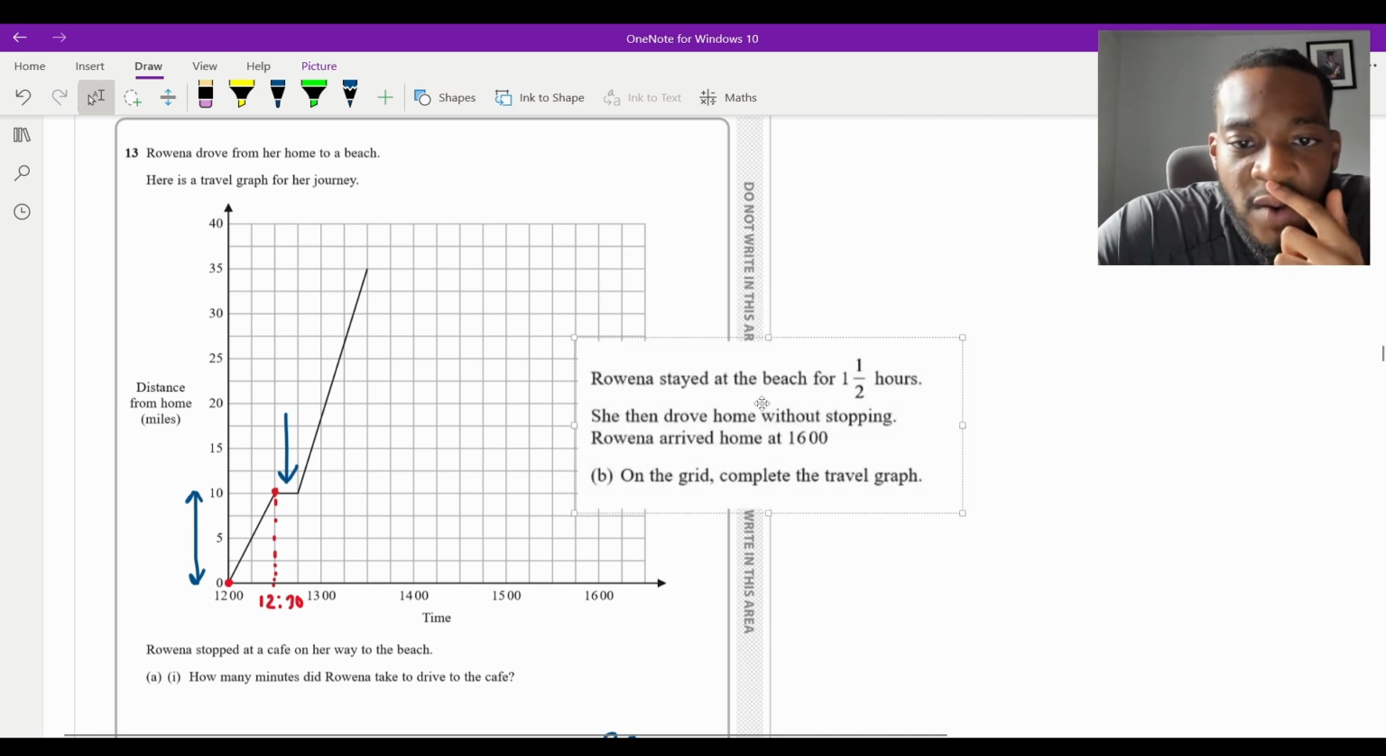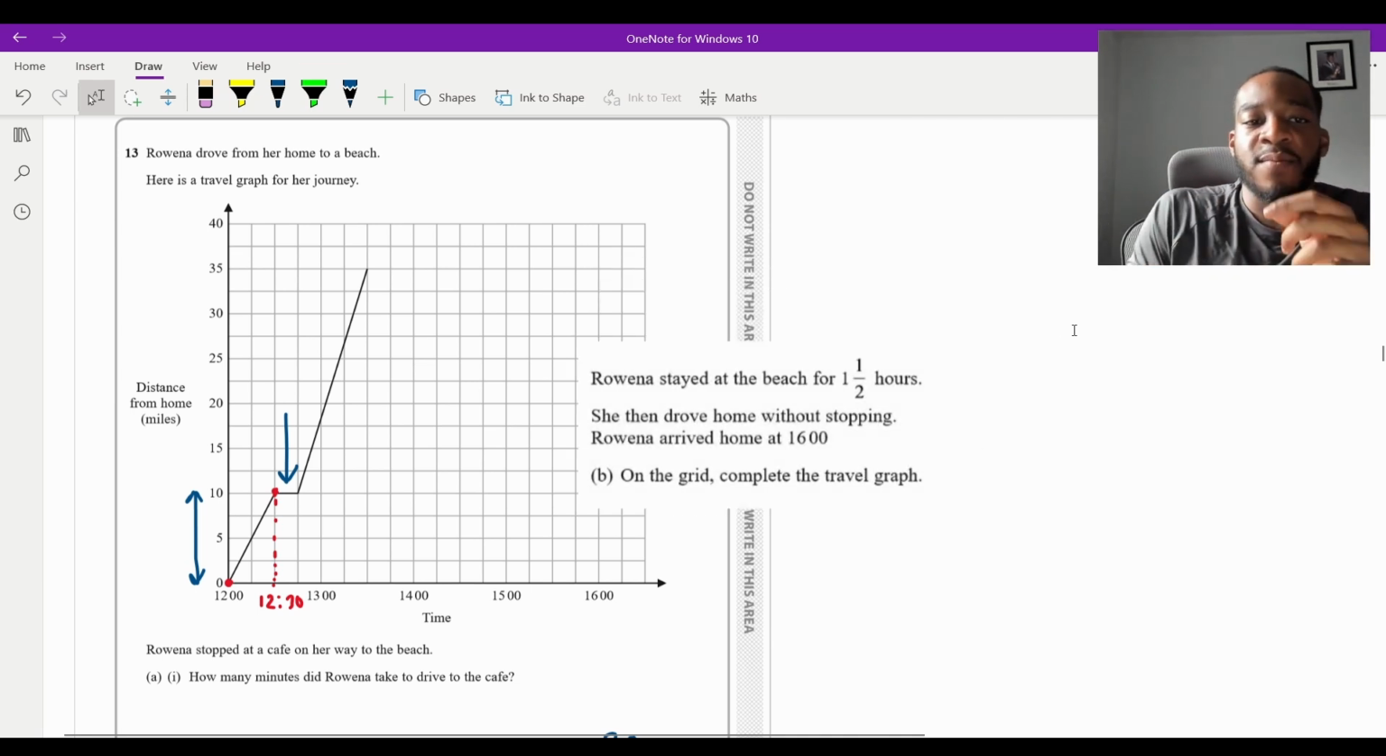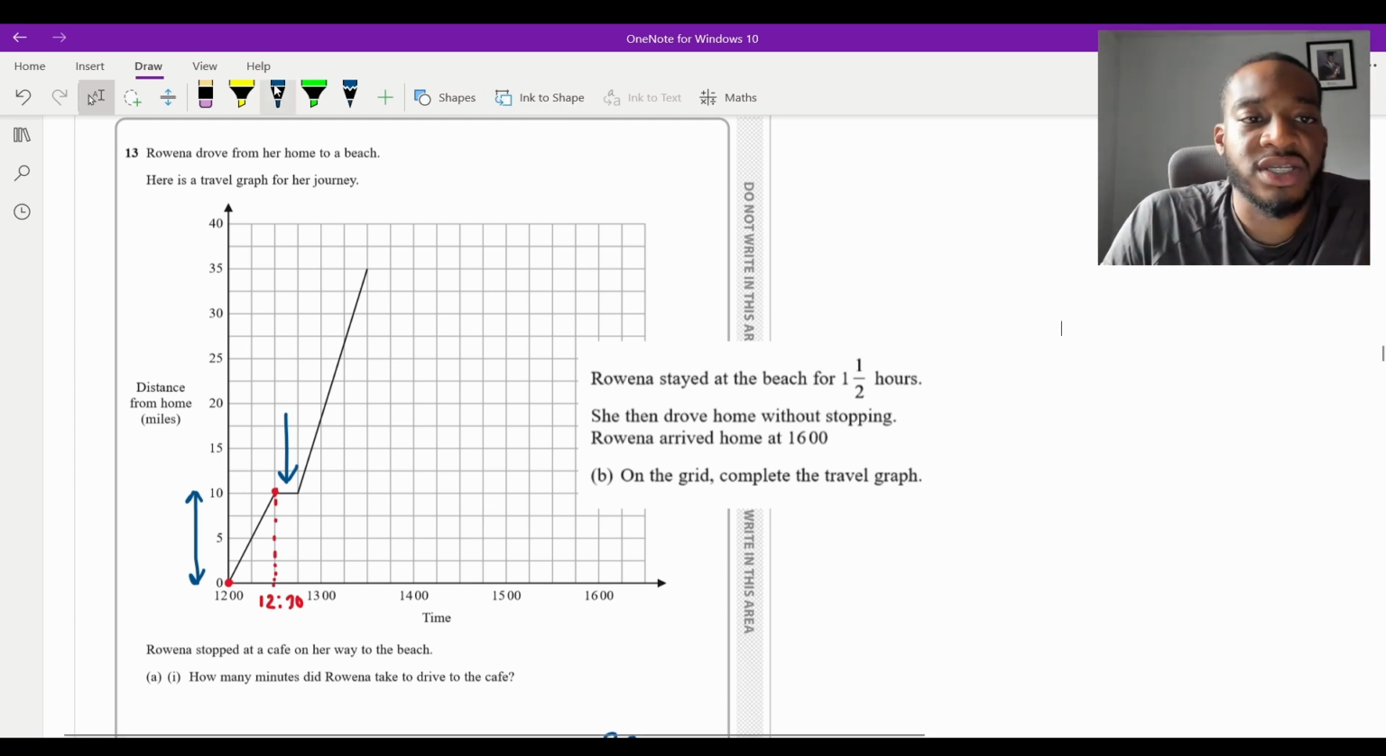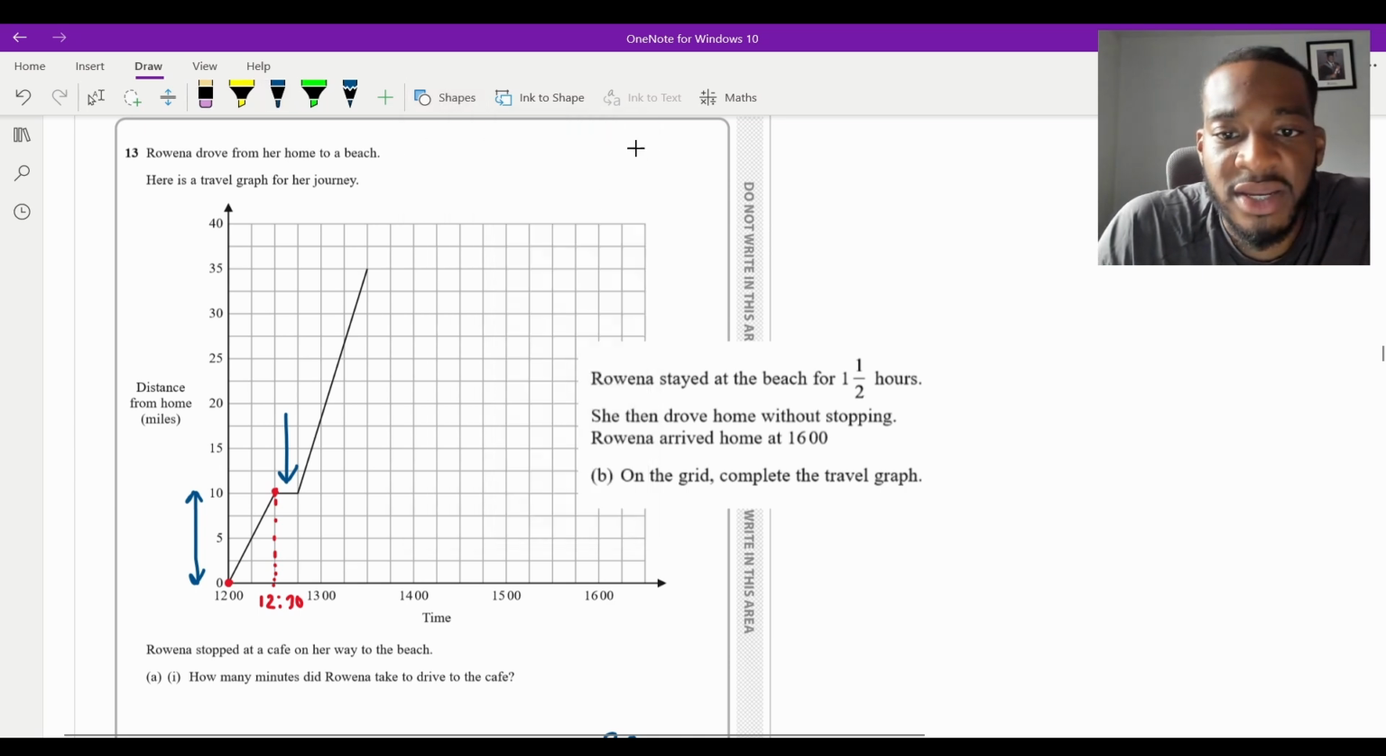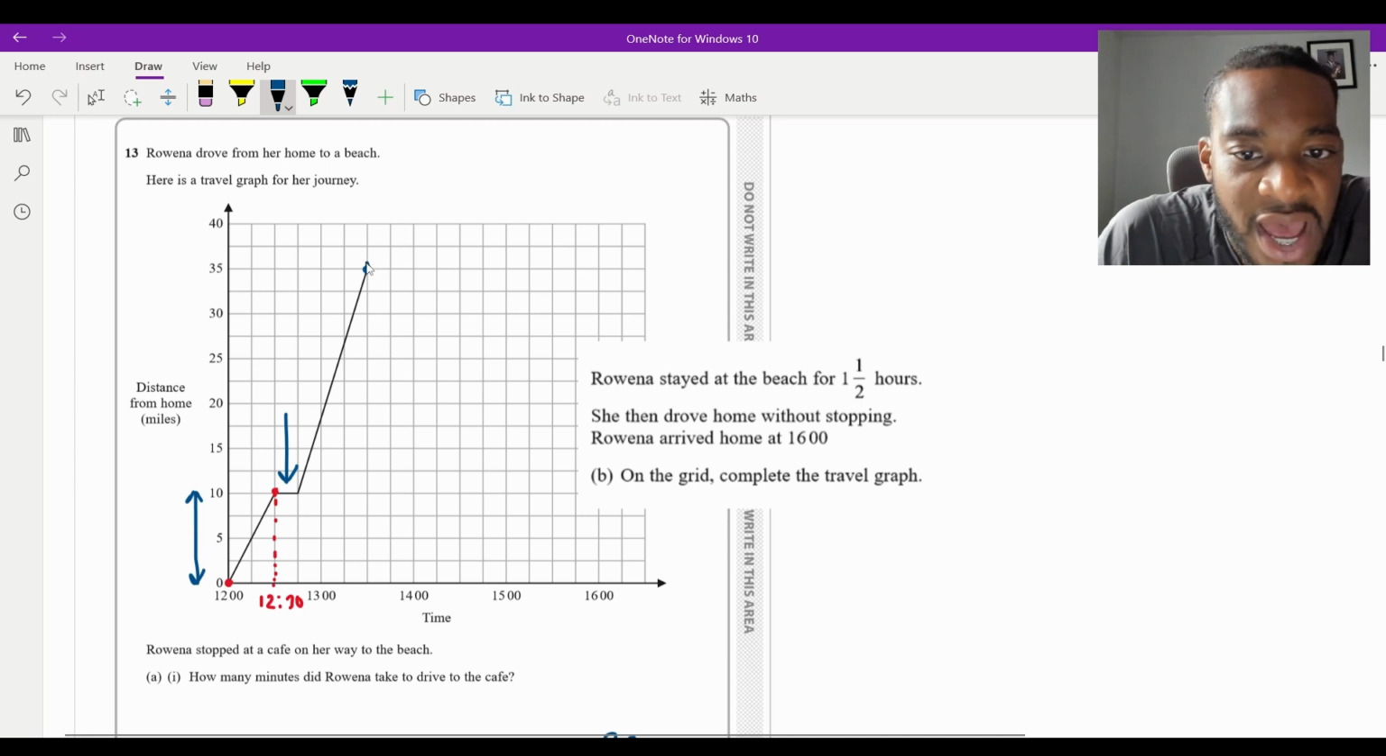All right, so Rowena stayed at the beach for 1.5 hours. Remember, if you're staying put, it represents a horizontal line on a distance time graph. So I'm going to draw a horizontal line for 1.5 hours, which is an hour and 30 minutes. So we are here. Remember, we are at the beach now. Now this time is what? That time again is bang in the middle. That is going to be 1:30 p.m.